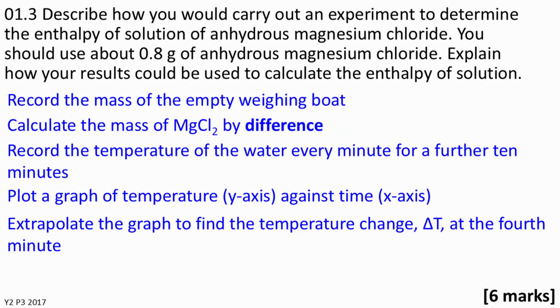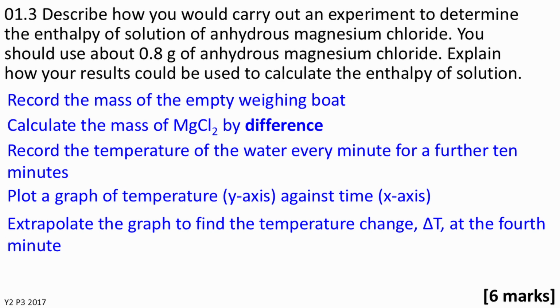Record the mass of the empty weighing boat. Calculate the mass of MgCl2 by difference. Record the temperature of the water every minute for a further 10 minutes. Plot a graph of temperature, y-axis, against time, x-axis. Extrapolate the graph to find the temperature change, delta T, at the 4th minute.